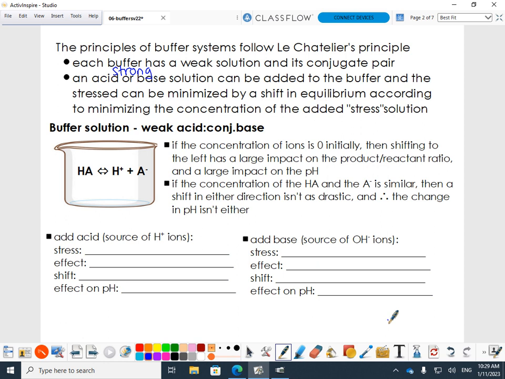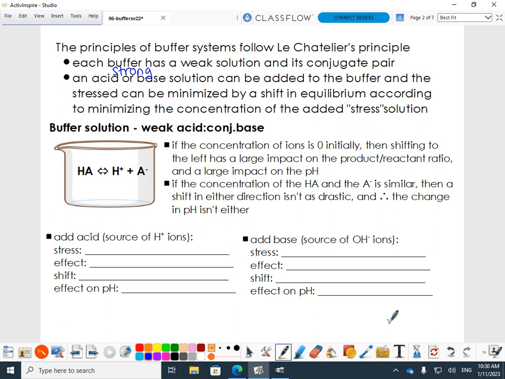So yesterday, then, we said that initially the concentration of ions is 0. So if the concentration was 0, then you would have a huge shift and a huge impact on the pH, which isn't good. So if the concentration of both sides is approximately equal, then a shift in either direction is not going to be as drastic, and the change in pH won't be either.